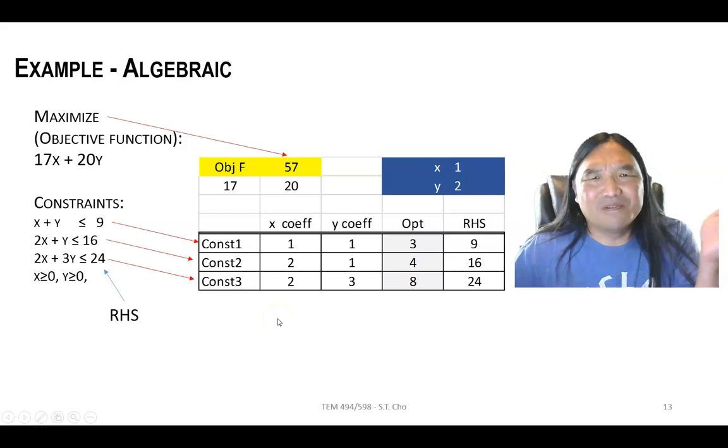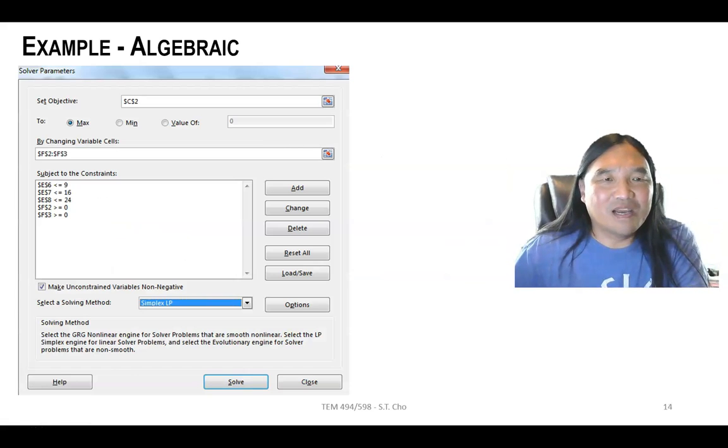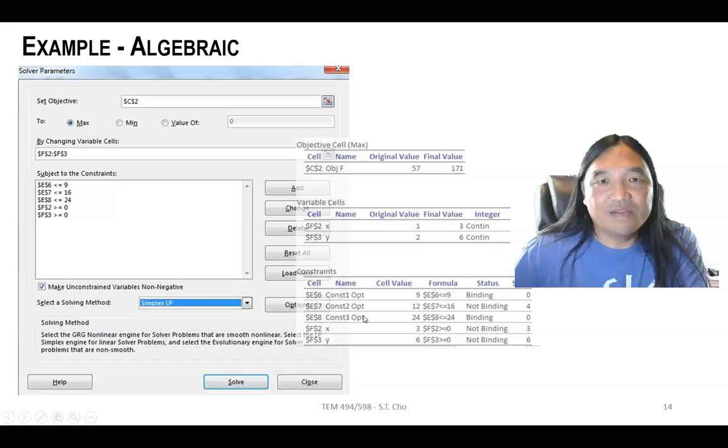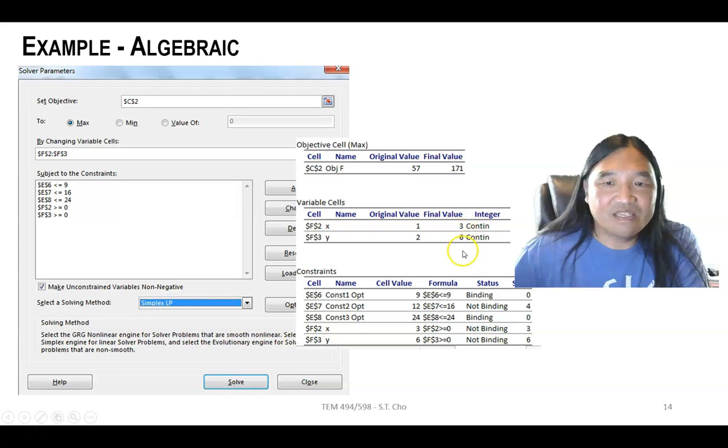So this is a way. Now, you can set up your spreadsheets any way you want. This is just the way I do it. And so, again, here's an example of Solver of how to set that up based on what I showed previously. And here are the results that come out. So the final value that's optimal is 3 and 6.